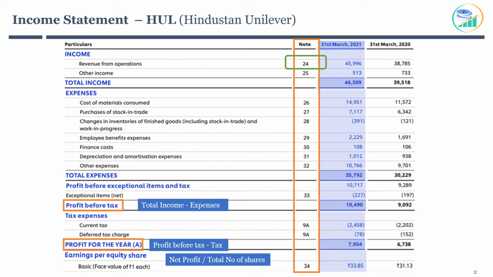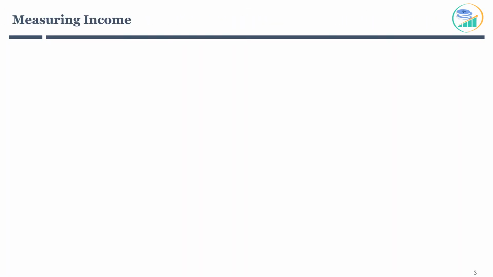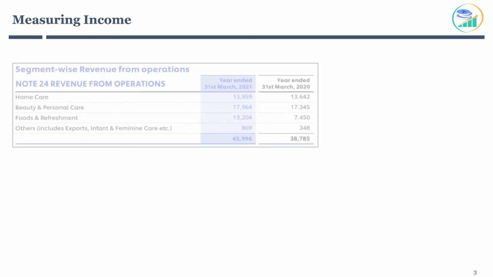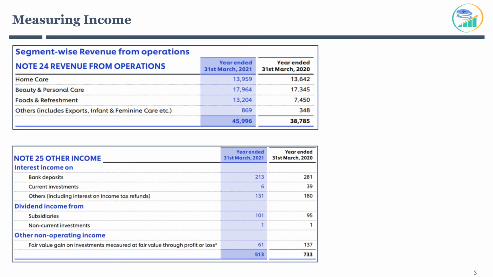Let's go over a few line items deeper, to develop a good understanding of the income statement. Income is reported under two separate lines. First, revenue from operations. Second, other income. In the annual report, notes 24 and 25 provide the income breakup.